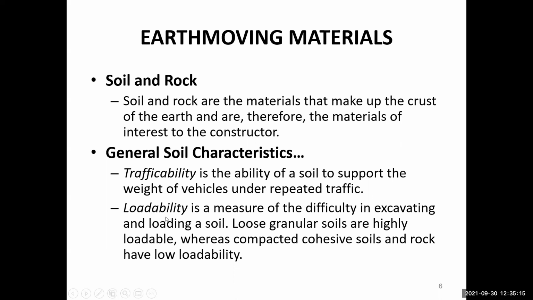Okay, so that means how easily we can excavate and load the soil. So different types of soil will have different types of loadability, and different types of soil will have a different type of trafficability. So for example, if the soil is sandy clay, then that may be a good soil from the trafficability point of view, because it can provide enough support for the trucks to pass by. But if the soil is mostly sandy, then it will be very difficult for the trucks to move from one place to another place. Similarly, from the loadability point of view, loose granular soils are highly loadable.